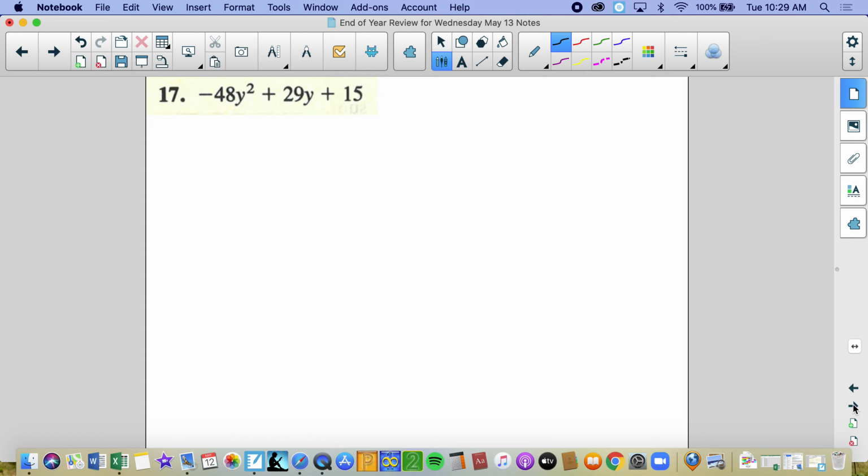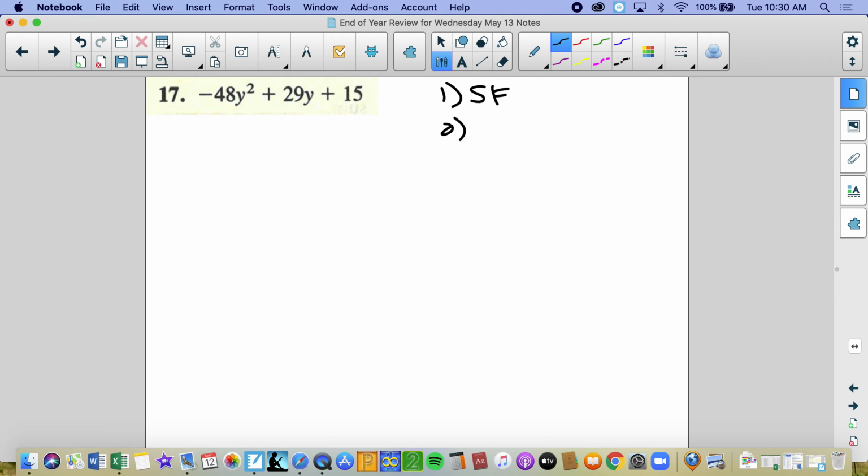All right, here we go. So we have negative 48y squared plus 29y plus 15. We know it's not a binomial square, because those are not perfect squares. So first thing is standard form. Yes, it's in standard form.